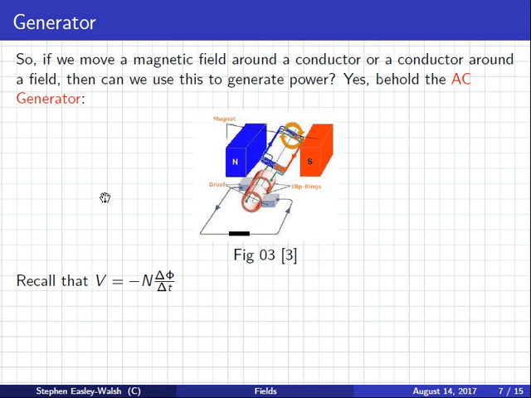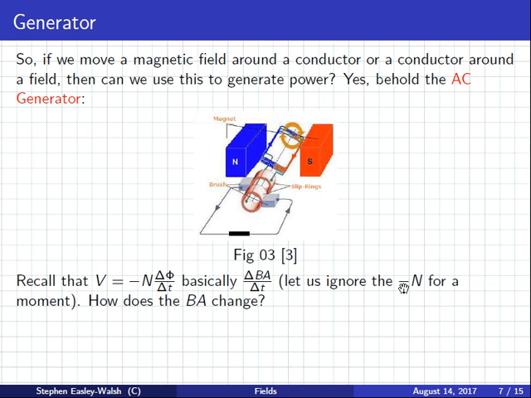Remember that the voltage is equal to this according to Faraday. But remember what the flux equals. That's equal to BA. And let's forget about the minus N for a moment, okay? Because what's the N here? The number of wire loops, and the minus? The direction. So just forget about that for a moment. So how does the BA change in this picture?